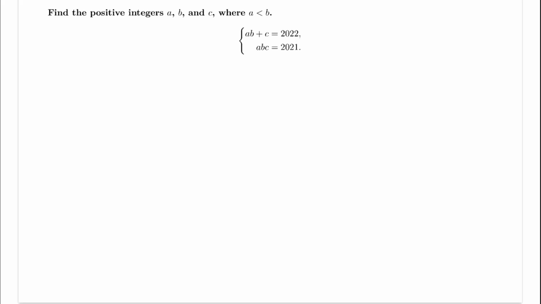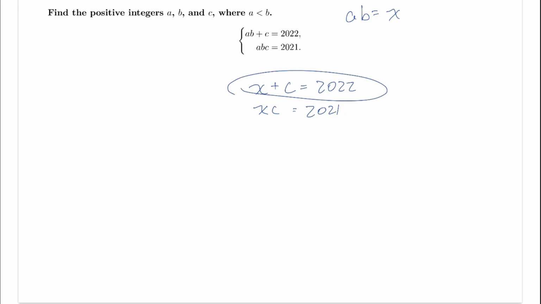So the first thing I want to do here is say that ab equals x, just to simplify things a little bit. So we have x plus c equals 2022 and xc equals 2021. And what I'm going to actually do here is subtract this one from this one. So we have xc minus x minus c equals -1.